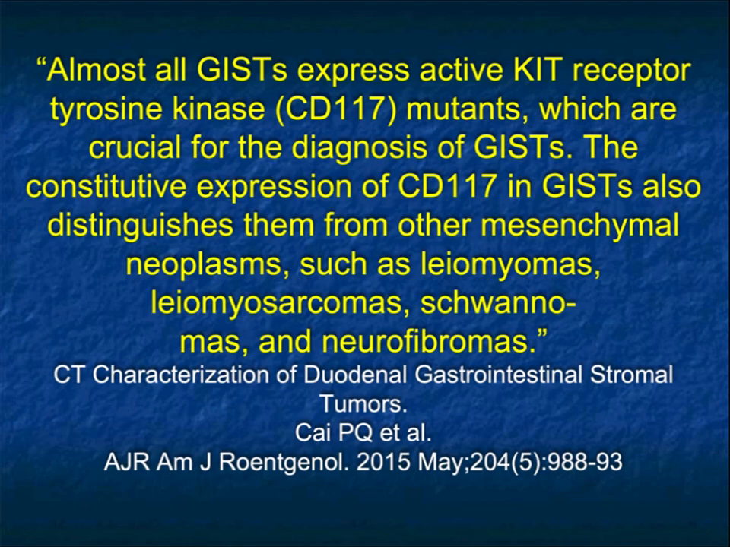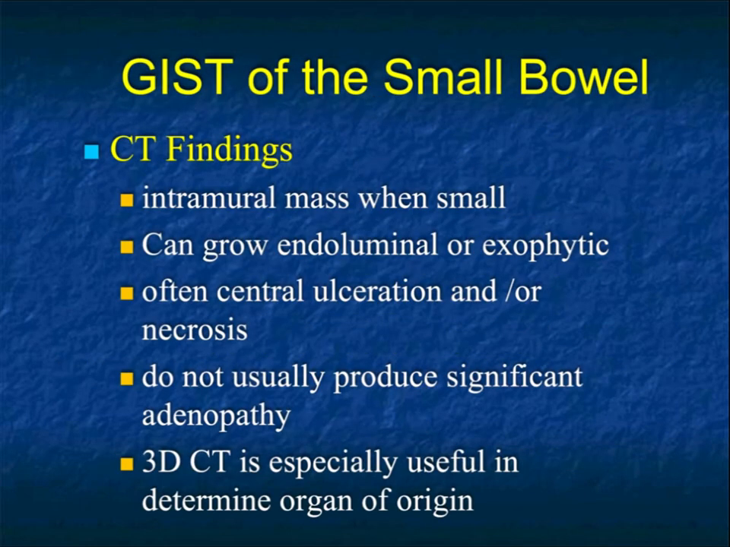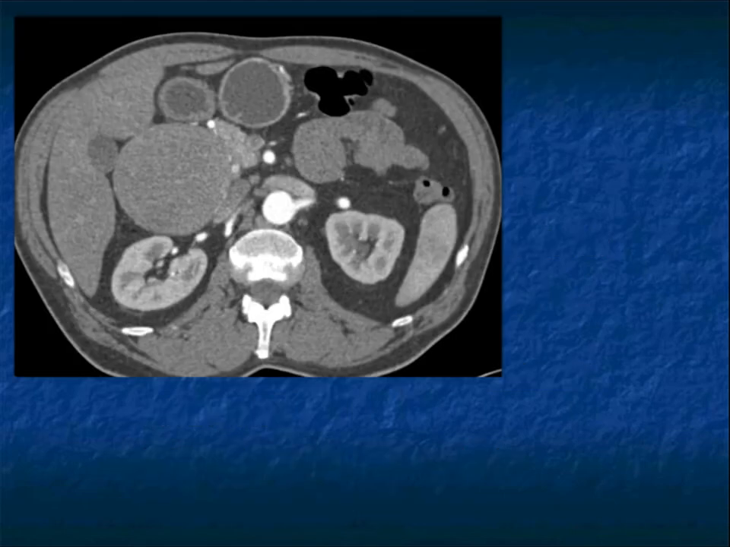In terms of path, they're unique. Almost all GIST tumors express active KIT receptor tyrosine kinase mutants. The constitutive expression of CD117 in GIST tumors also distinguishes them from other mesenchymal tumors, including leiomyomas. In terms of appearance, when they're small, they're intramural masses, but they can grow extraluminal or exophytic, depending how you want to call it. Ulcerations, which lead to GI bleeding, are not uncommon. They typically don't produce adenopathy, they don't produce desmoplastic reaction, and 3D can be very valuable.